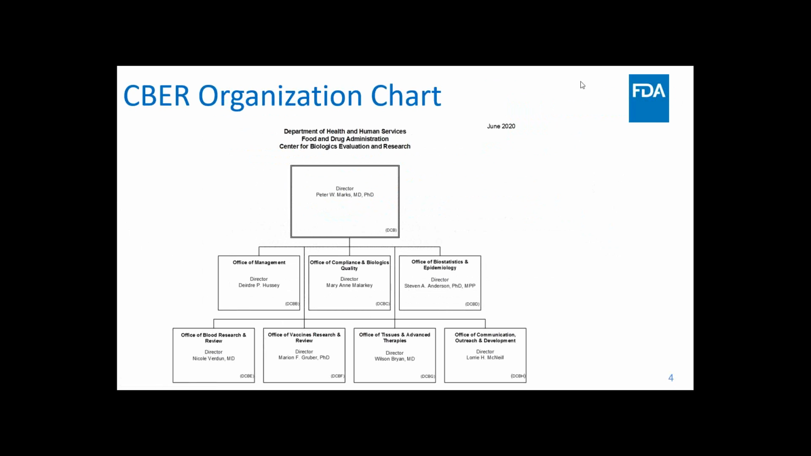So I wanted to provide some context, and the FDA is broken down into centers. I work in the Center for Biologics Evaluation and Research, or CBER, and this is our organization chart. Our director is Dr. Marks. As I mentioned, I'm located in the Office of Biostatistics and Epidemiology under Director Dr. Steve Anderson, in the Division of Epidemiology, and our charge is to monitor the post-marketing safety of biologic products. That includes vaccines and other cell therapies and a wide array of different biologic products that are regulated by FDA.